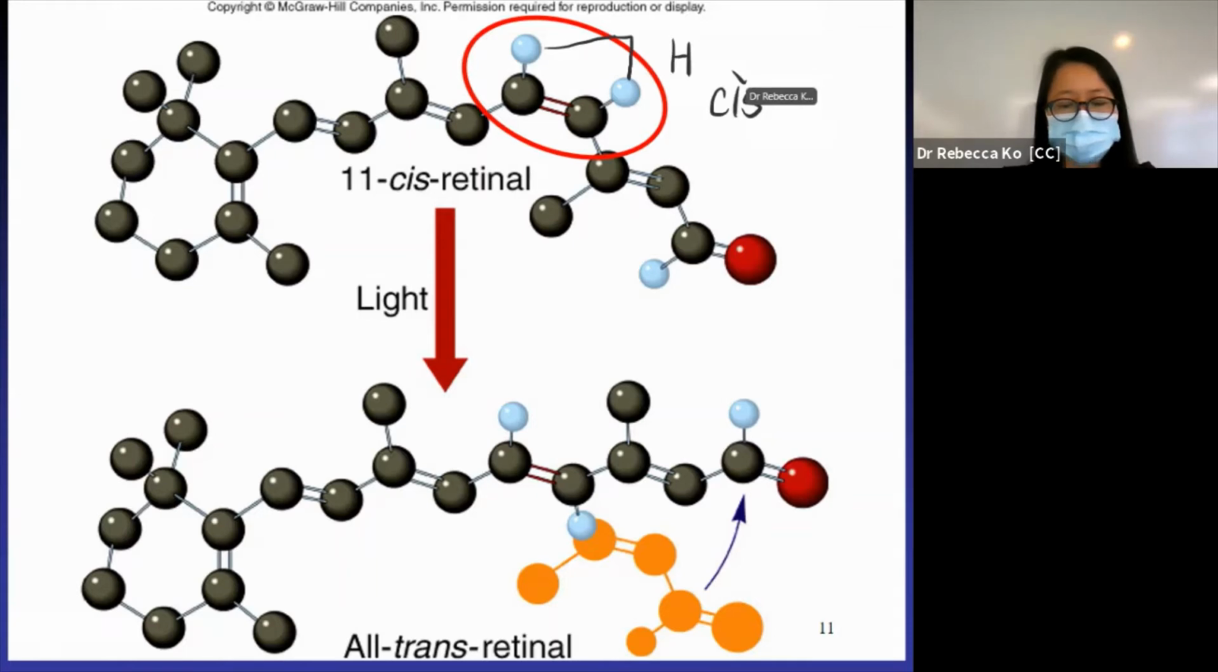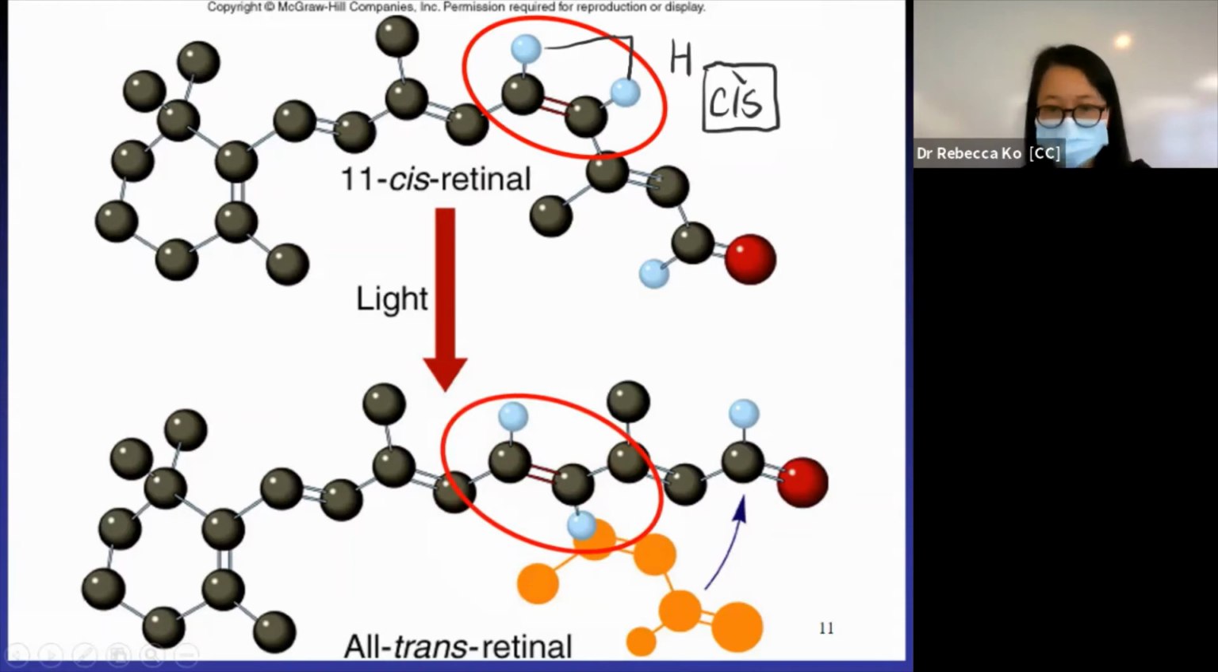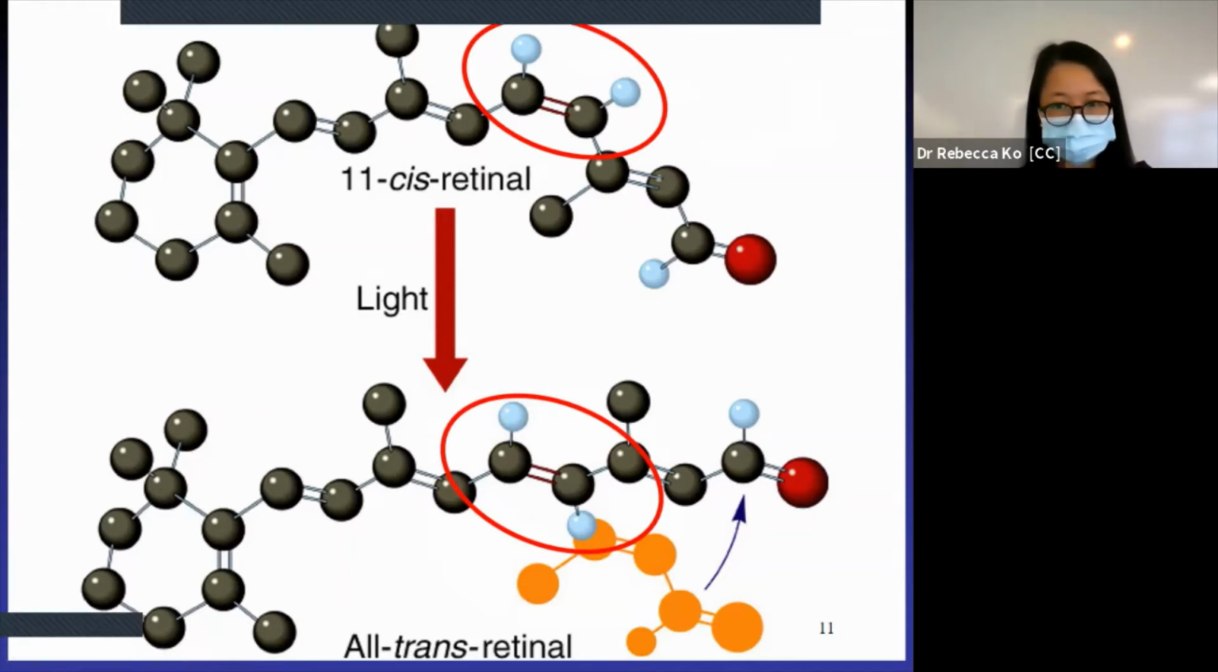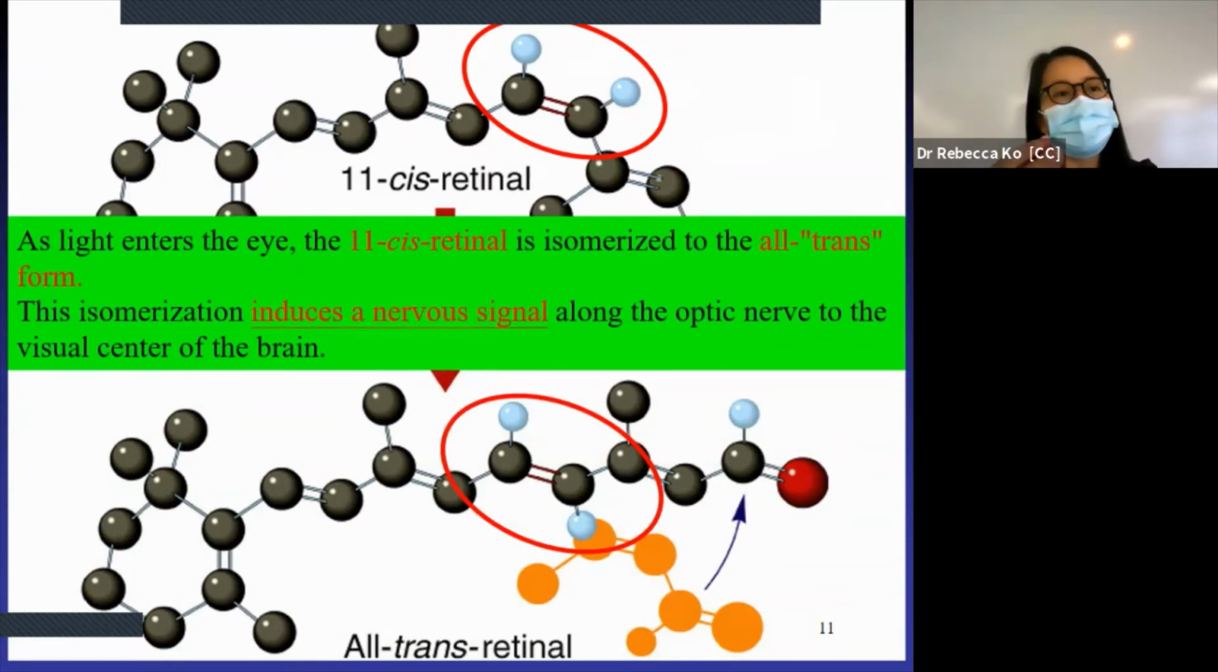For the cis form, after absorbing the light, it will convert to what? It converts to trans. So it changed the shape of the chain, right? Once the light enters the eyes, the cis retinal will absorb the light and change its shape to the trans form. After this, it will induce a nerve signal to the optic nerve and send it to the brain so that we can see something around us. Okay, it's easy to understand.